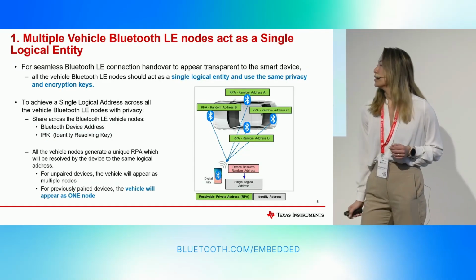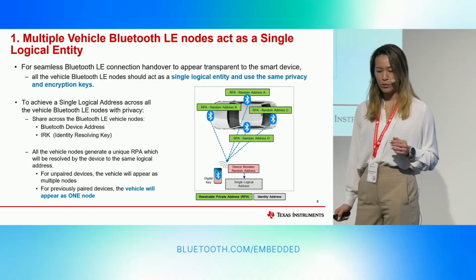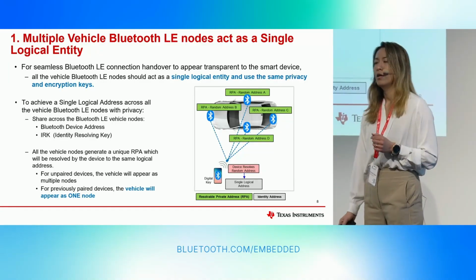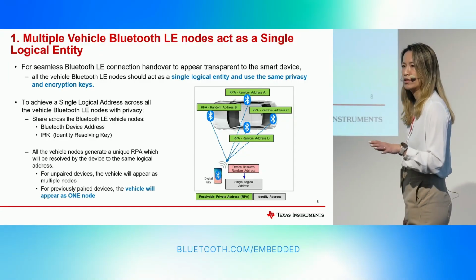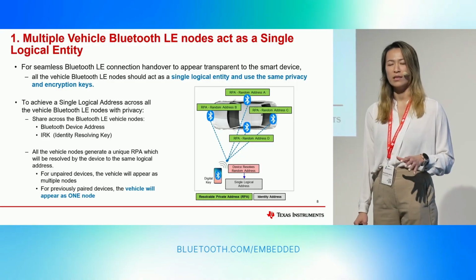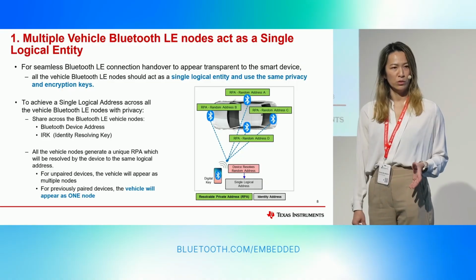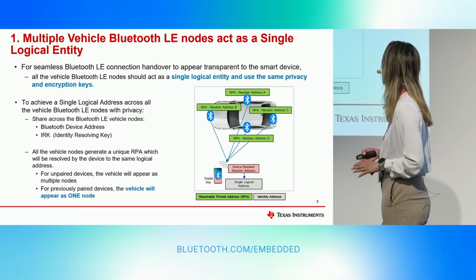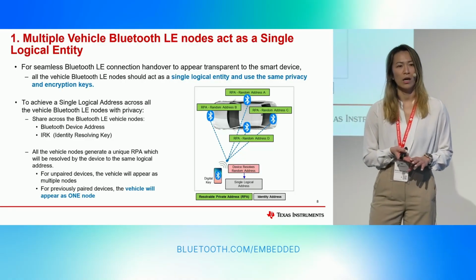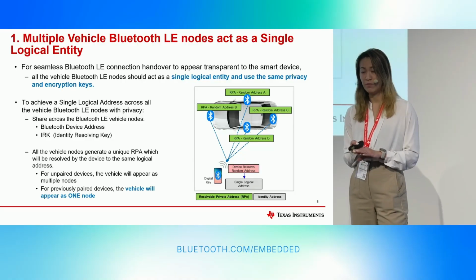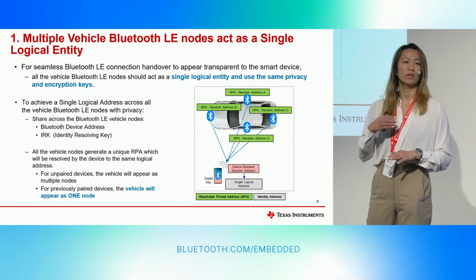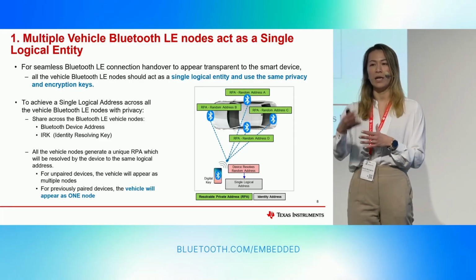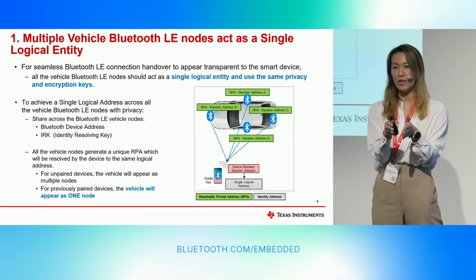So first point, all the Bluetooth low energy nodes around the car act as a single point of entity. But how does that work? What do you need to do to get them to act as a single point of entity? First, all the devices need to share exactly the same Bluetooth device address, right? So when the phone connects, it will understand that's that device.